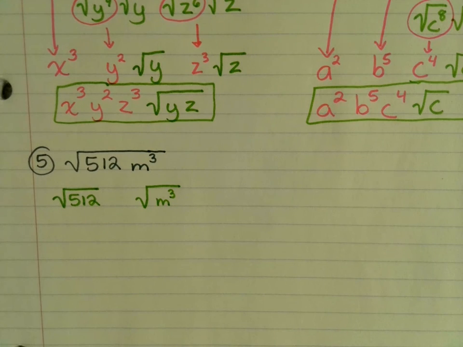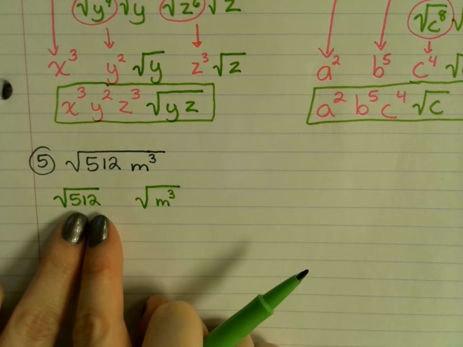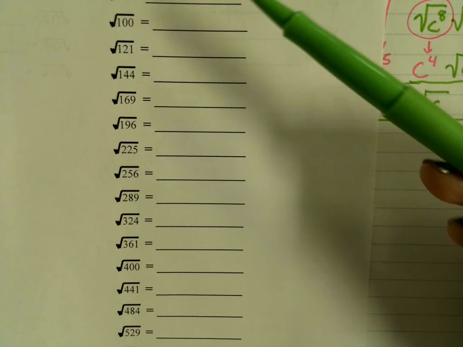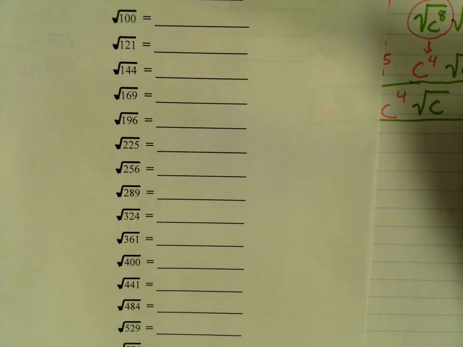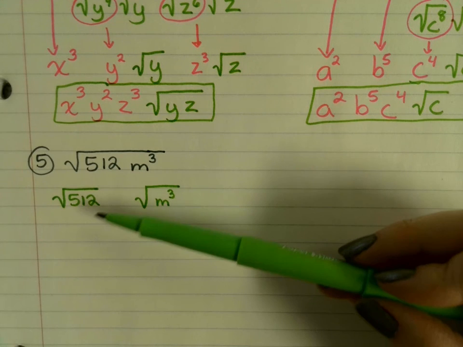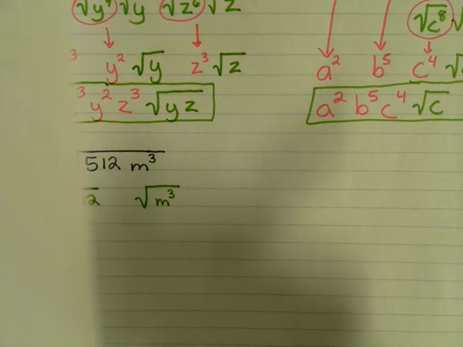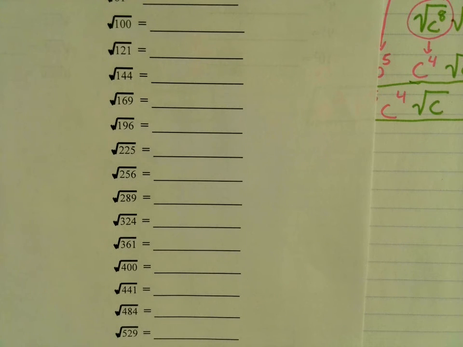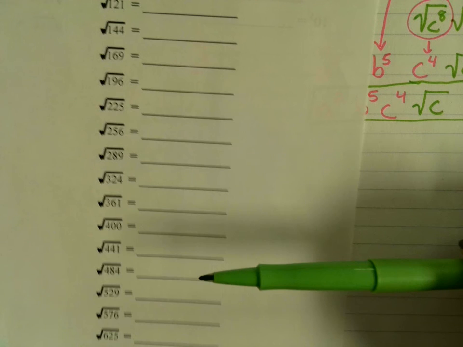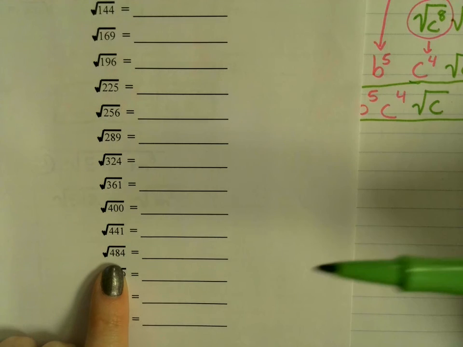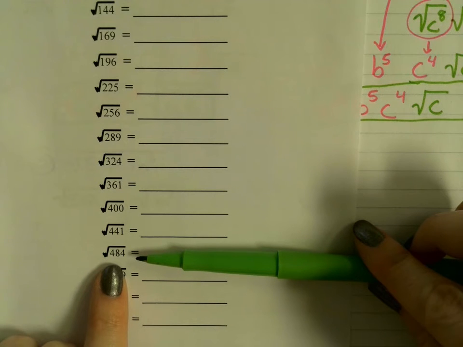Let's first start with the square root of 512. Everyone should have their perfect squares list out so that you can look through it and identify a perfect square that can go into 512 evenly. Obviously, it has to be a number smaller than 512. So you'd start at 484, which is way too big, and you'd work your way down and check each of these.